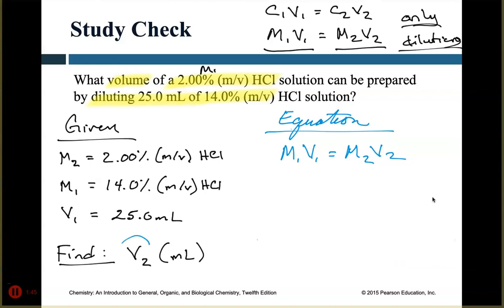What am I asked to solve for? V2. So let's isolate V2. If I divide both sides by M2, I end up with M1V1 over M2. And so now I can plug in the information that I know.